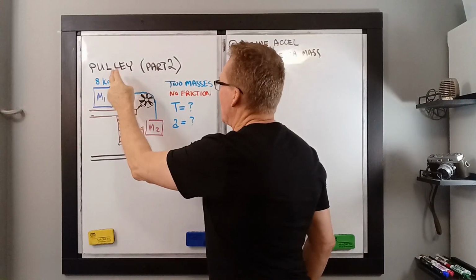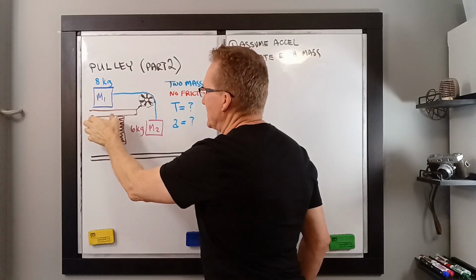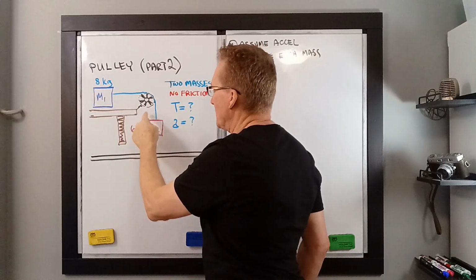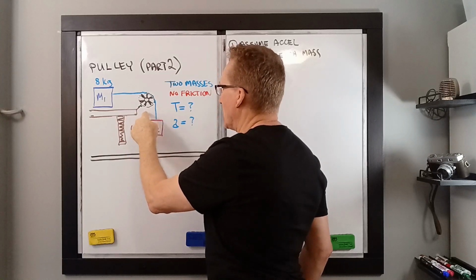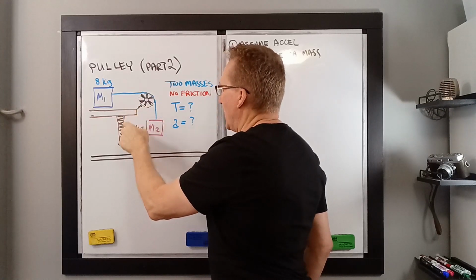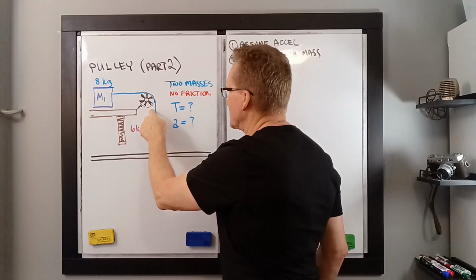In this pulley problem, we have one mass, 8 kilograms, I'll call that M1, sitting on a table without any friction. And we have another mass, I'll call that M2, the pink one, at 6 kilograms hanging off a pulley. And we're going to see what the acceleration and what the tension in this string is.